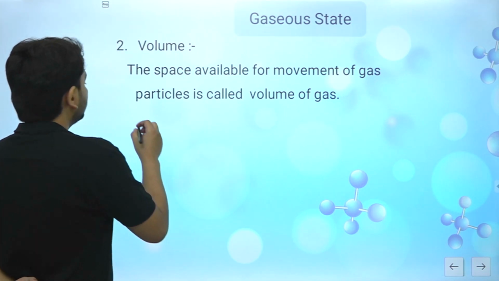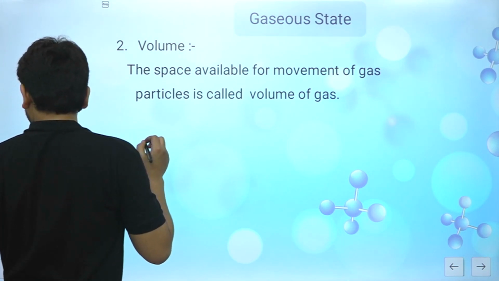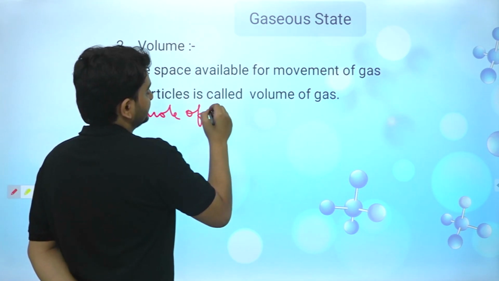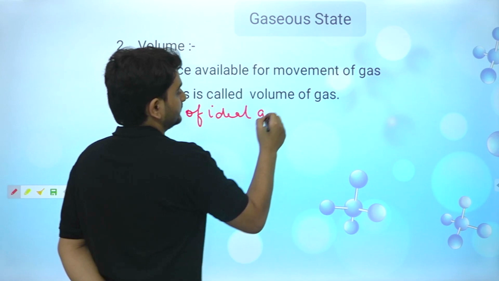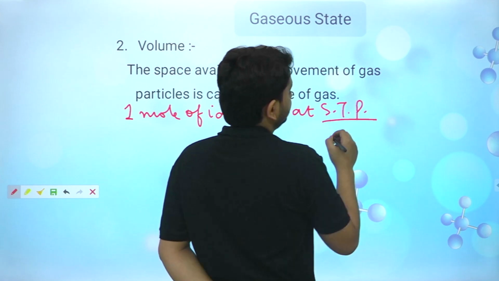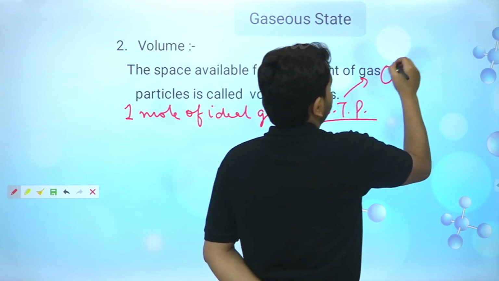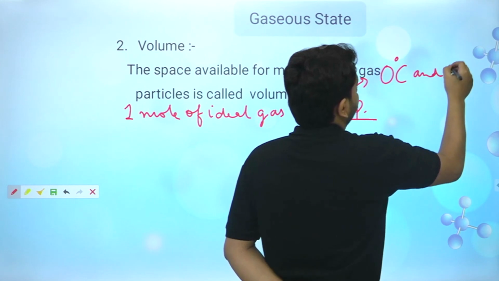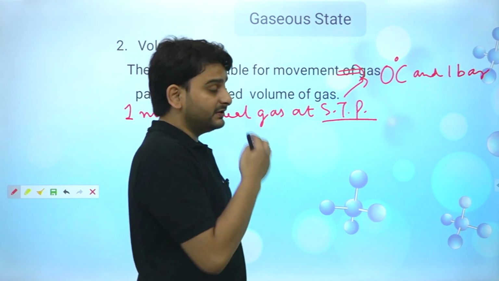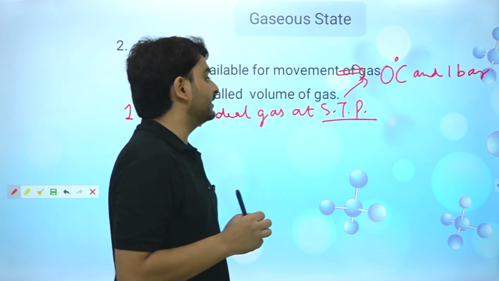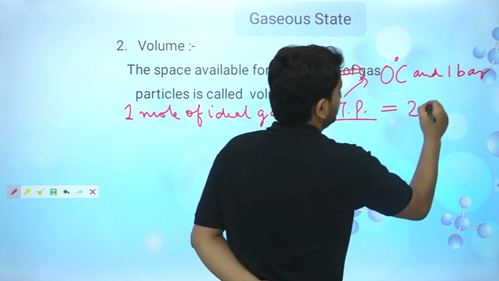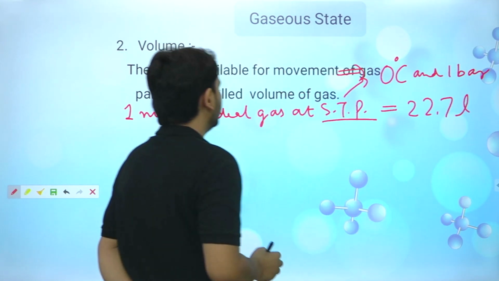All right. 1 mole of ideal gas at STP conditions. You know what STP conditions are? 0 degree centigrade and 1 bar. This is the modern STP that you must remember, right? And the old STP was 0 degree centigrade and 1 atm, right? But we're talking about 0 degree centigrade and 1 bar over here. That was 22.7 liters, right? By 1 mole, right?